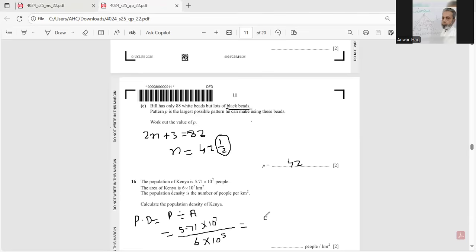So 0.952 into 10 to the power 2, because 5 will be subtracted from 7, so this will become 2. So if decimal will go one step towards right side, the one power will decrease from here. This will become 9.52 into 10 raised to power 1, or 95.2 kilometers square. That's it for this part of the question paper.